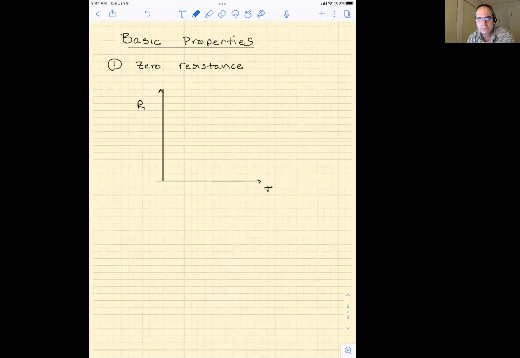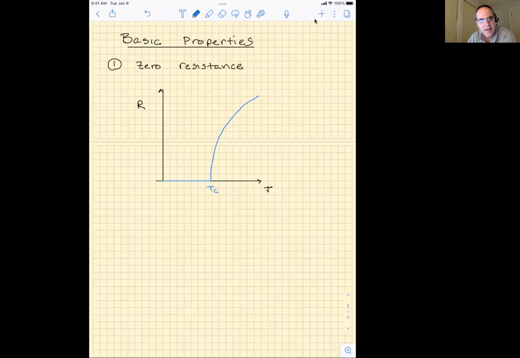All right. Well, now let's go on and talk about some of the basic properties of superconductors. So the most basic property, I think, is that superconductors can conduct electricity with zero resistance. Here, let's take a look at this. Of course, what this means is that for temperatures below some transition temperature, the resistance of our superconductor is zero. And above that transition temperature, it becomes finite.